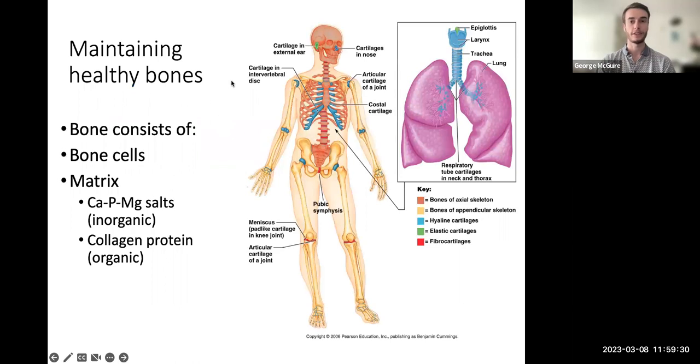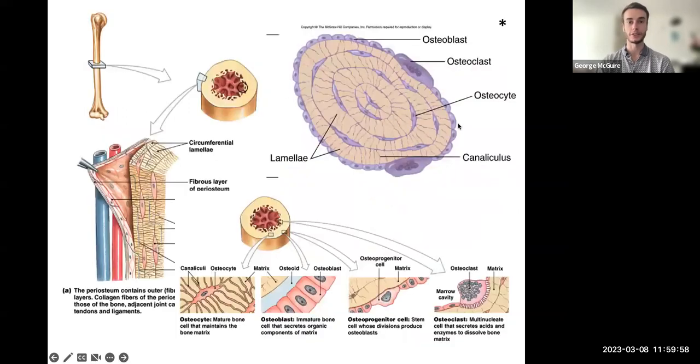Okay. So a bit of info about our bones before moving forward. Bones have an inorganic and organic component. We have the hydroxyapatite crystals, which are calcium, phosphate, and magnesium salts, making up a majority of our bone mass. Collagen is the organic portion of our matrix. And then we have our actual bone cells, which only make up about 2% of the mass of our bone. So we have various types of cells.